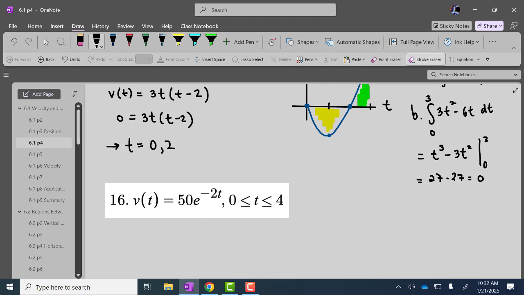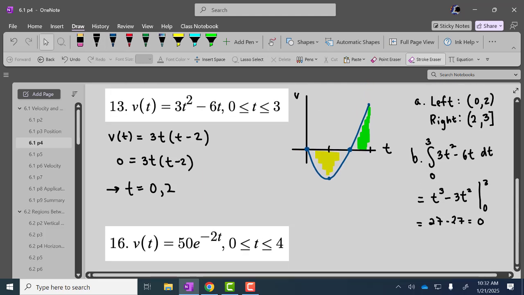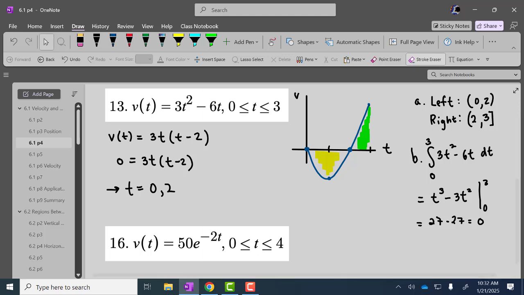0 displacement. No displacement. What does that tell me about the yellow area and the green area? They must be the same, right? This integral here does upper minus lower, so this is going to do the green minus the yellow, and if we get 0, that means those areas are equal in value. So that gives us a kind of clever way to find part C, the distance traveled.